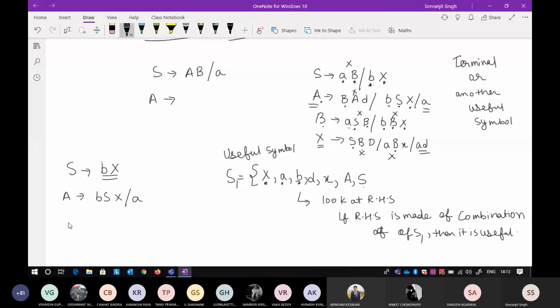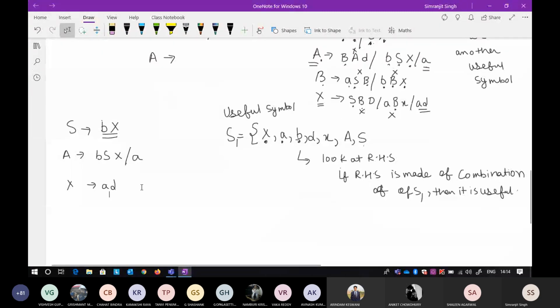So the remaining one is X tends to AD. So your production will now look like this. Now you do not just stop here, you again have to check if it is correct or not. So check S tends to BX. Now X tends to AD. So you cannot reach this production from the start symbol.